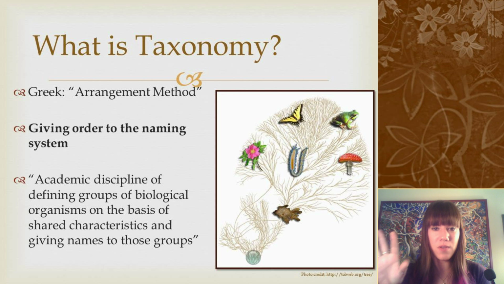So basically, you take a whole bunch of things and you figure out how they're related to each other, and then you give names to those groups, and then as you get further down and more specific, then you actually end up giving names to species. And it really just gives order to the whole naming system that we have for all organisms on the planet.